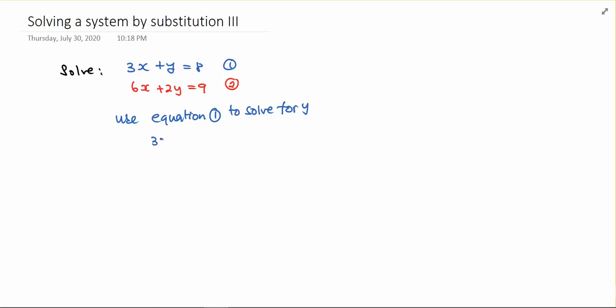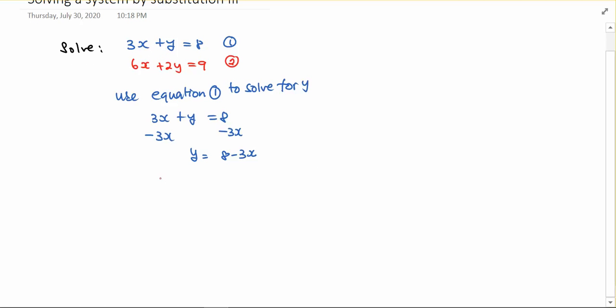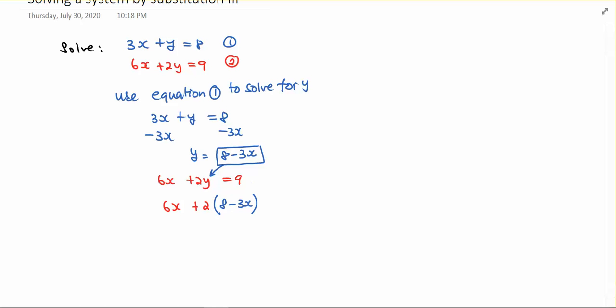So 3x plus y equals 8, minus 3x, minus 3x. We get y equals 8 minus 3x. And I'm going to substitute that into the second equation. So 6x plus 2y equals 9. And so instead of y, I'm going to put this in. So that gives me 6x plus 2 using parentheses equals 9.